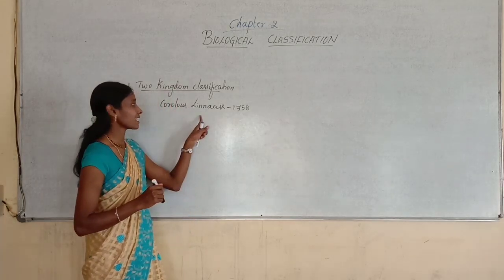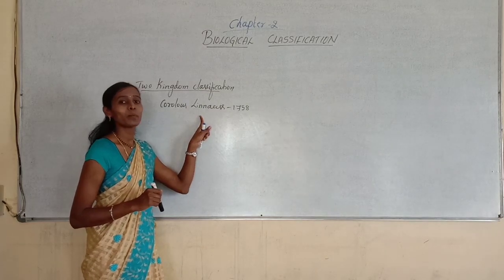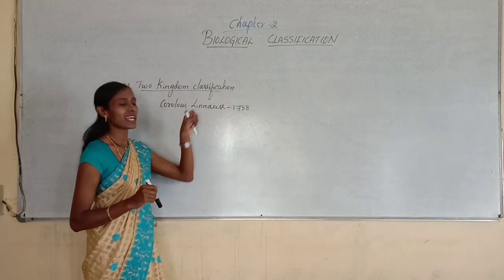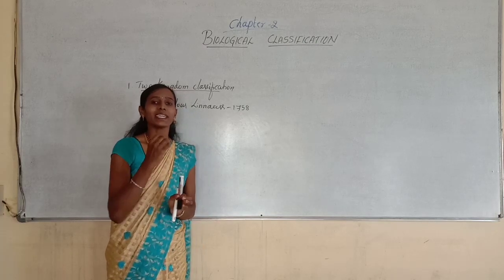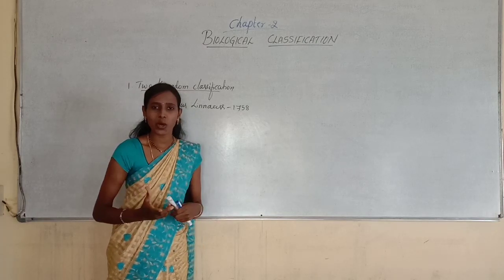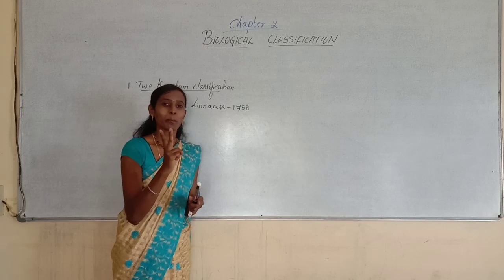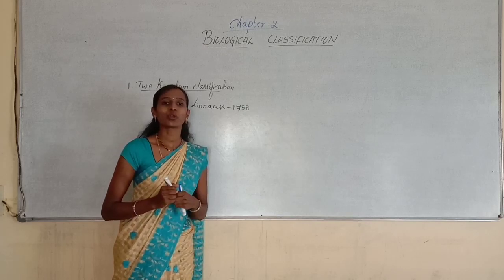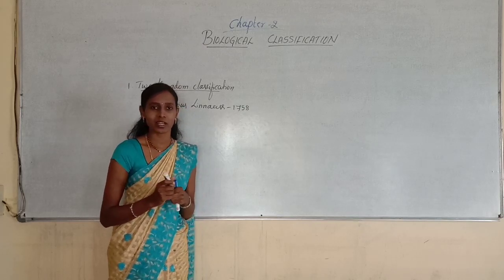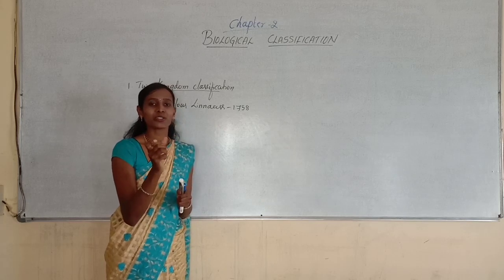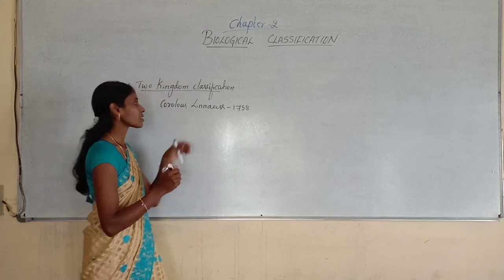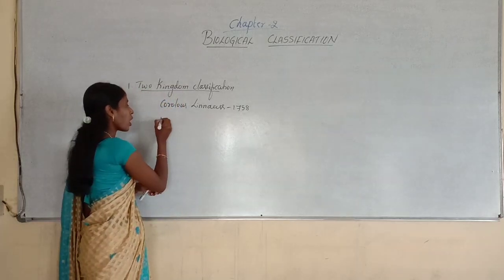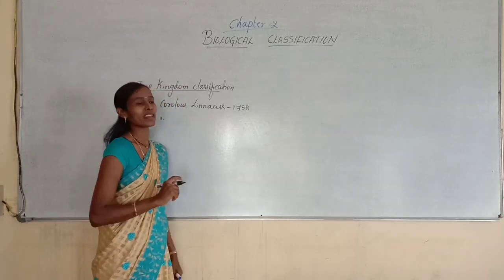So Carolus Linnaeus was the person who proposed the two kingdom classification, and he classified all living organisms into two main kingdoms based on morphological characters. What criteria they considered is very, very important. Try to understand: Carolus Linnaeus classified all living organisms into two major kingdoms.